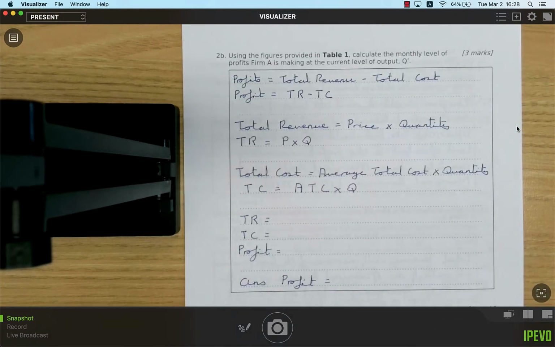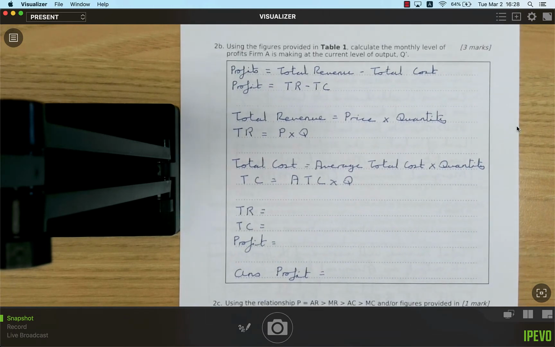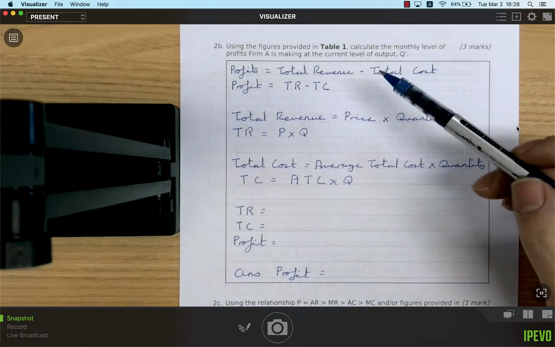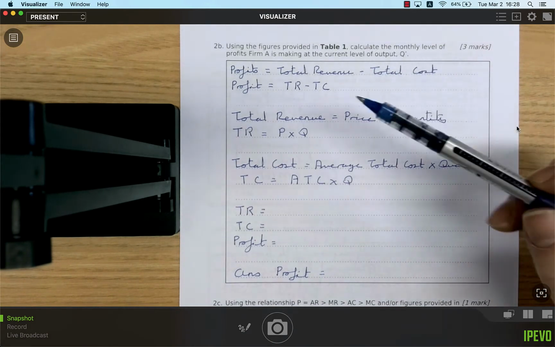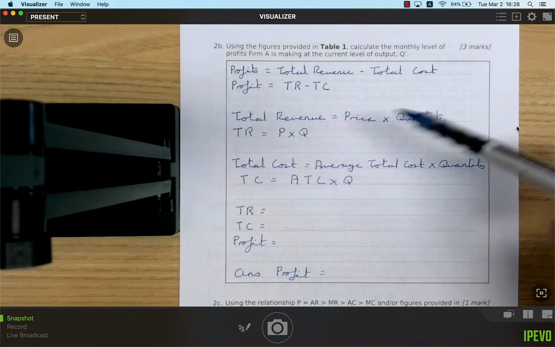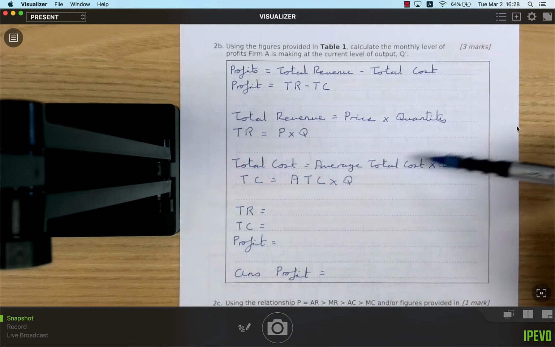Now, using those figures above, calculate the monthly level of profits firm A is making at the current level of output Q. So I just want to make sure that you can see all of that, and you can. Excellent. Well, the first thing is profits. One of the ways of calculating profits is total revenue minus total cost. Total revenue is price times quantity, and total cost is average cost or average total cost times quantity.